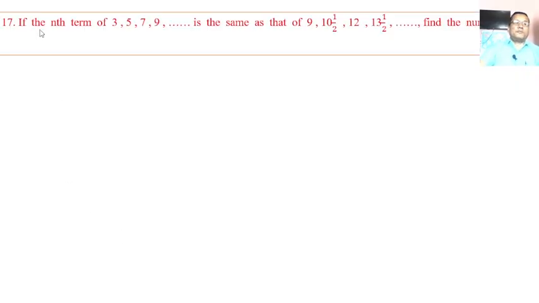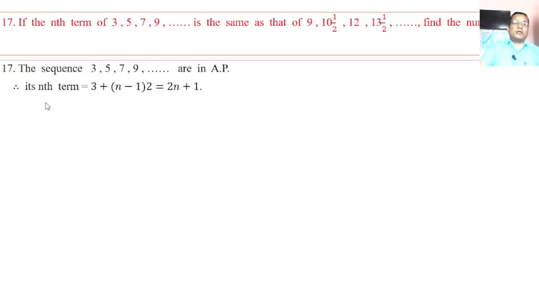Question number 17. If the nth term of this is the same as the nth term of this, find the numbers. Equate the nth terms to find the value of n. Here these are sequences in AP.